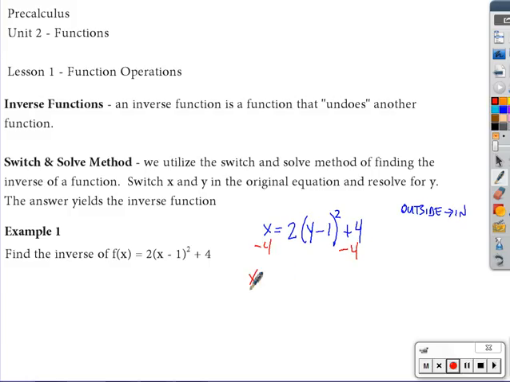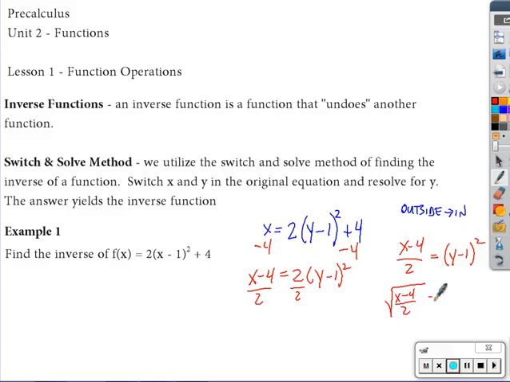So x minus 4 is just x minus 4. All right, next step, divide by 2. I'm not actually going to divide anything by 2. I'm just going to leave it as x minus 4 divided by 2. And that's going to equal y minus 1 squared. Okay, and then to cancel the square, I'm going to square root both sides. So square root of x minus 4 over 2. I can't actually square root any of that, so I'm just going to write it as y minus 1.